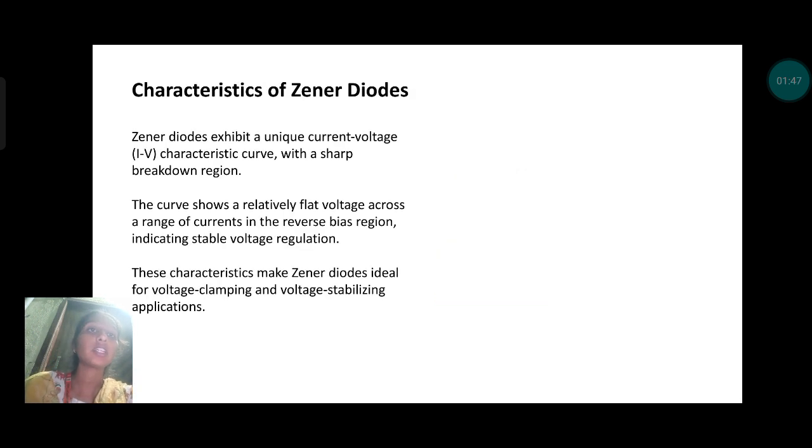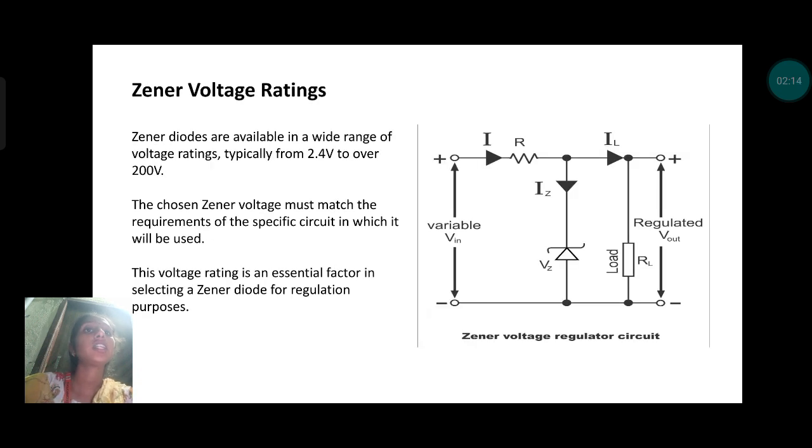Characteristics of Zener diodes. Zener diodes exhibit a unique current-voltage (VI) characteristic curve with a sharp breakdown region. The curve shows a relatively flat voltage across a range of current in the breakdown region, indicating stable voltage regulation. These characteristics make the Zener diode ideal for voltage clamping and voltage stabilizing applications.